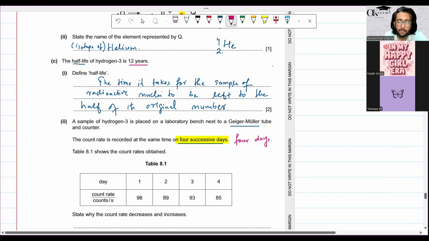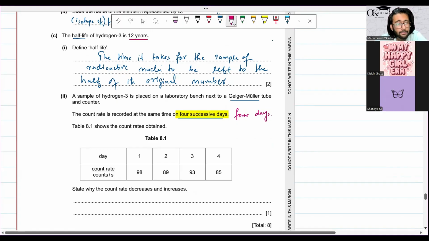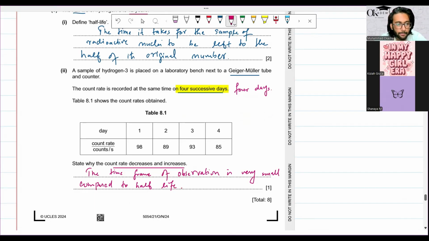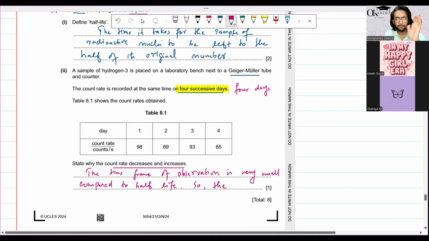So this is why we're not getting very consequential results over here. Why does the count rate decrease and increase? Well, the time frame of observation is very small compared to the half-life. The fluctuations you see, where it seems like the count rate is increasing although it should be decreasing throughout, are due to the sheer randomness of the process. The radioactive process is very, very random. If you observe it on a very small scale, it's going to be very random. Only on the scale of a half-life are you going to see some results. Because we're zooming into a very narrow and short time frame, we're going to see a lot of errors.